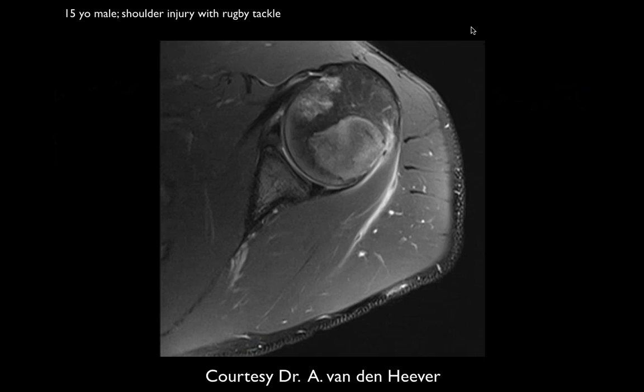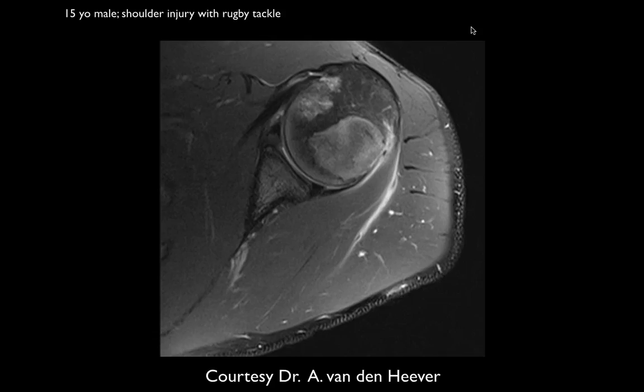Okay, so this was the last case we did. So why don't we start on this case? Jonah, why don't you take this one? Sure. So we've got a 15-year-old with a shoulder injury during a tackle in rugby. We've got a fluid-sensitive axial sequence through this shoulder.